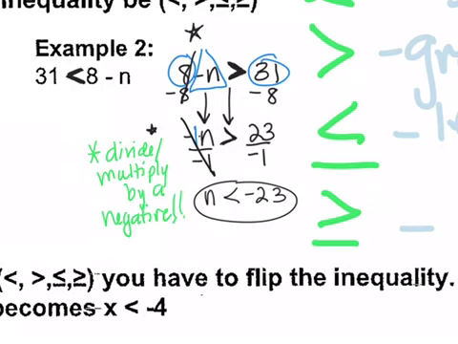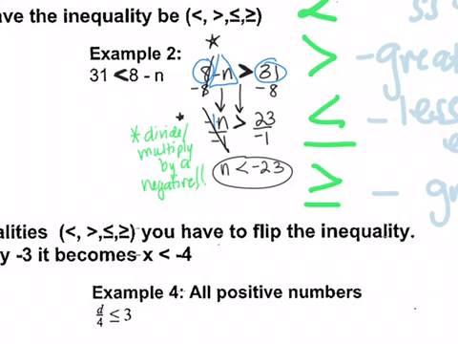And I have a video that I can show you guys, and I'll put that in Google Classroom also. So anytime you divide or multiply by a negative, then it flips the sign.